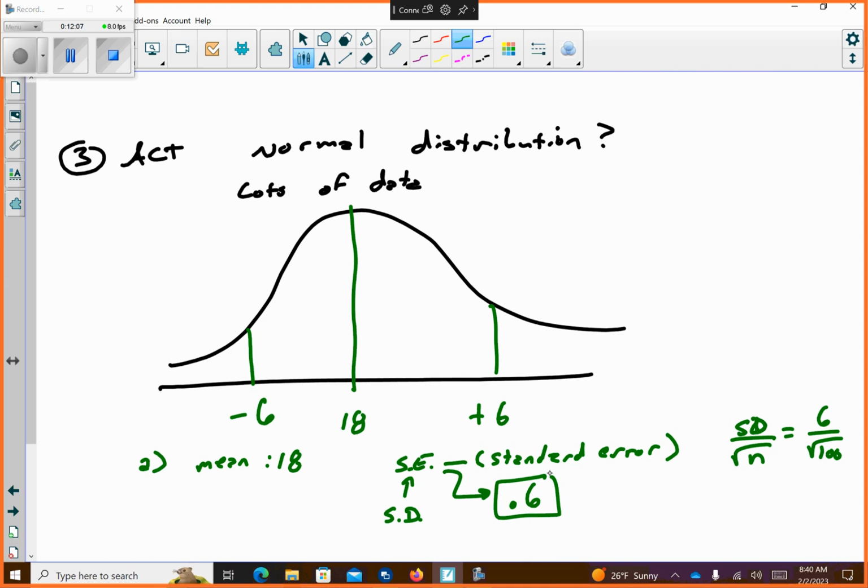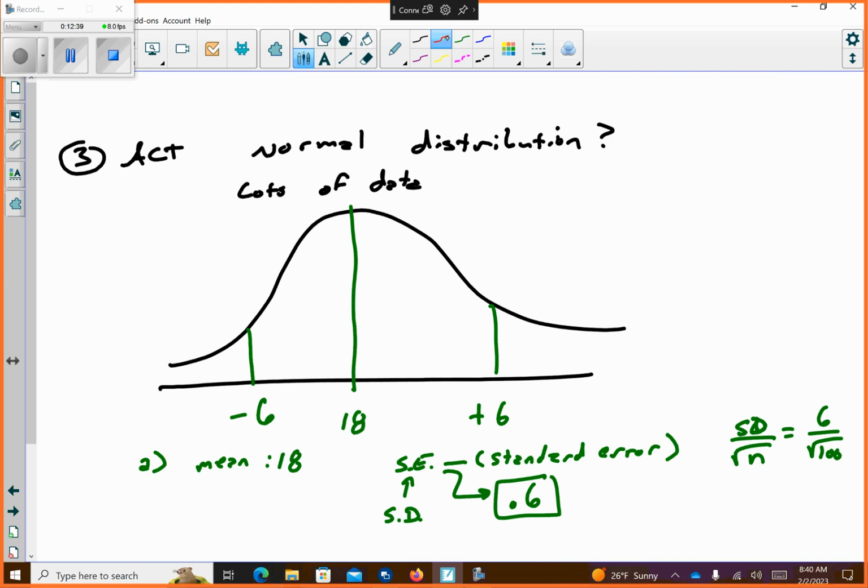Okay, so if you had billions upon billions of people who have taken the ACT since I was in high school, it's going to take an awful lot of people doing much better than 18 to move that average over a little bit. So that 18 is pretty firm. But as I start collecting data on people, my standard error gets closer and closer to the standard deviation.